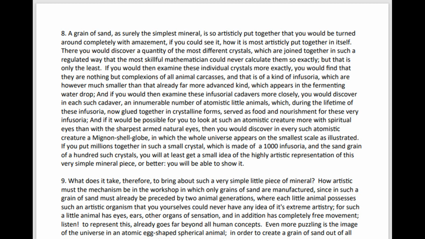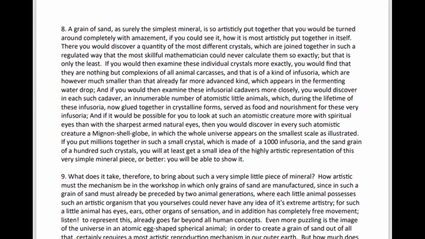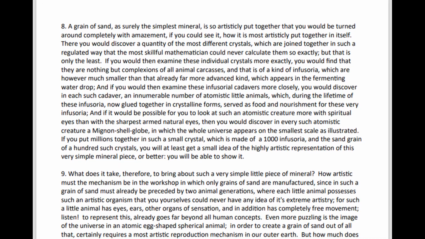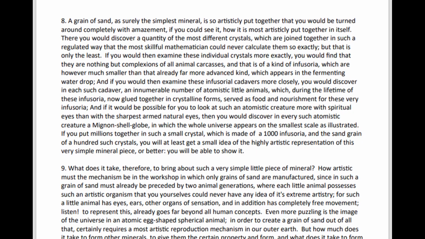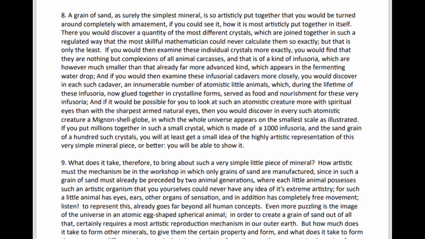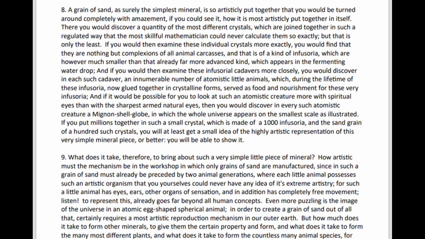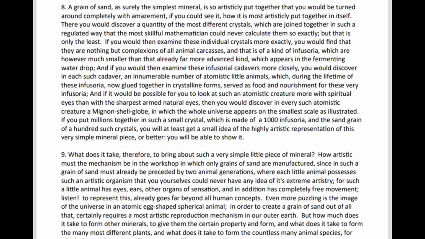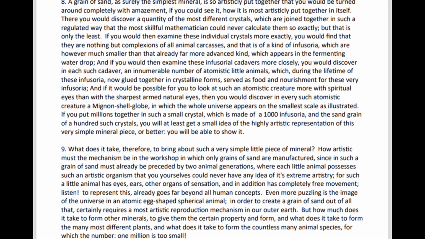And if it would be possible for you to look at such an atomistic creature more with the spiritual eyes than with the sharpest armed natural eyes, then you would discover in every such atomistic creature a minion shell globe in which the whole universe appears on the smallest scale as illustrated. If you put millions together in such a small crystal, which is made of 1,000 infusoria, and the sand grain of 100 such crystals, you will at least get a small idea of the highly artistic representation of this very simple mineral piece. Or better, you will be able to show it.